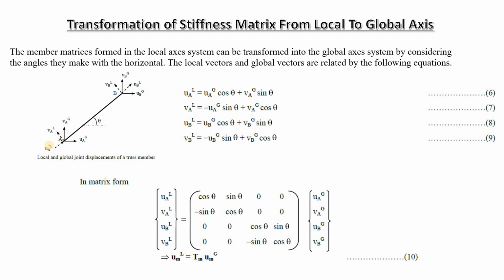If you look at the picture here, this is UAL, so this is in this direction. If I consider UAL to be a resultant force, then the vectors are going to be UAG right over here and VAG, right? And if we consider the theta angle from this location to here, then UAG is going to have a cos theta component. So UAG is the cos theta component of UA local axis, and VAG is the sin theta component. So this is how we can write up the equation: UAG cos theta plus VAG sin theta.